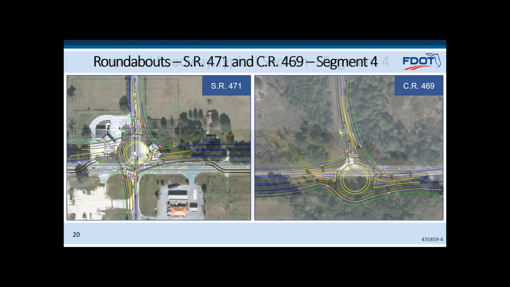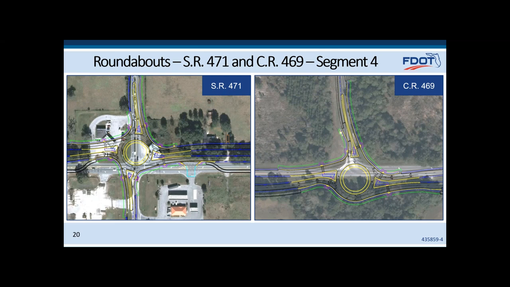Segment 4. There are two proposed roundabouts in Segment 4, one at State Road 471, which is currently a signalized intersection, and another at County Road 469 that is currently stop controlled.